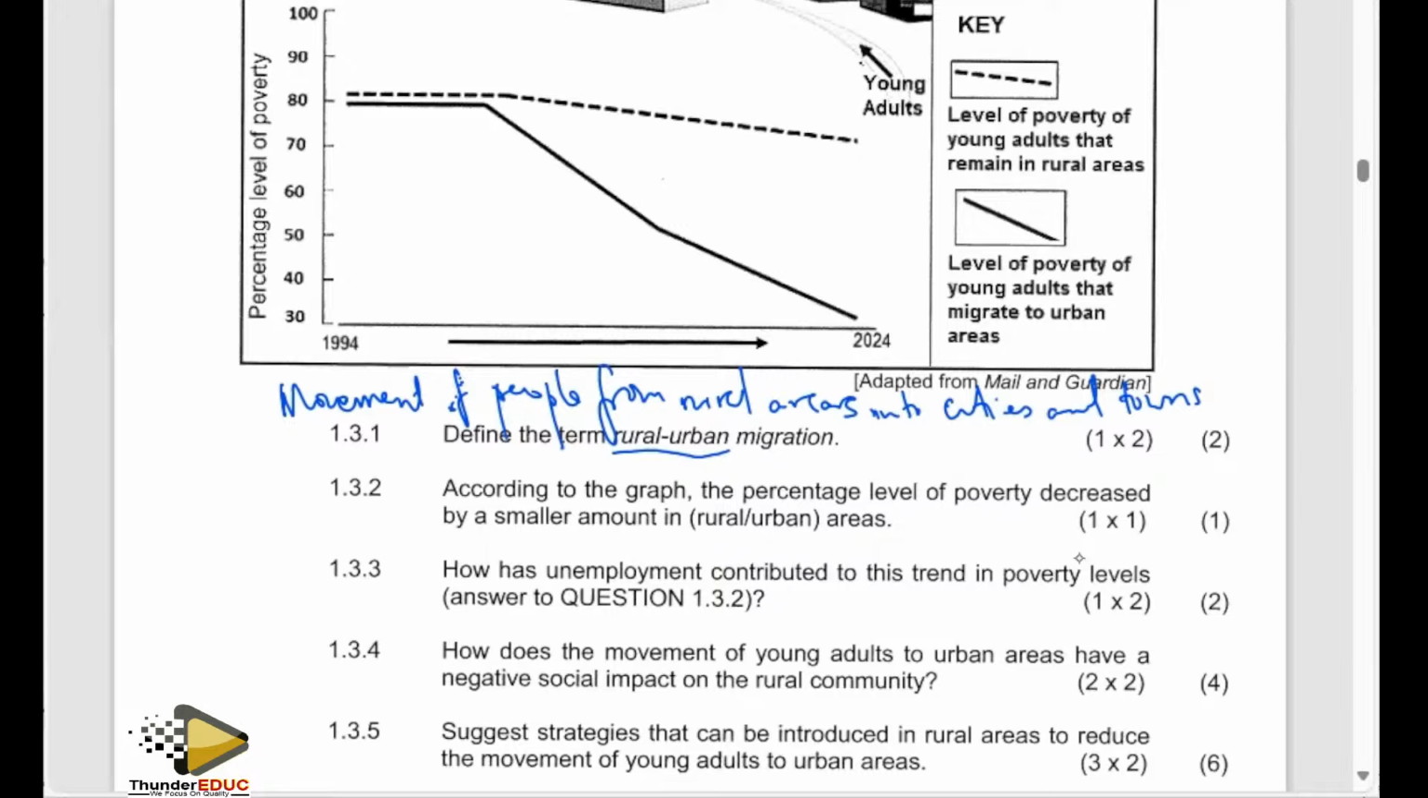So if we compare those two, we find that this one here has got the smallest change in the percentage level of poverty experienced between those two. If we go to our indications here of the graphs, we see that the broken graph is representing the poverty of young adults that remained in the rural areas. So our response here is rural area.